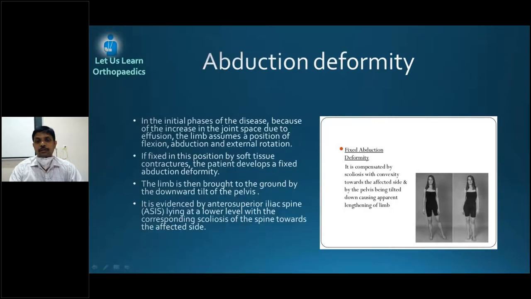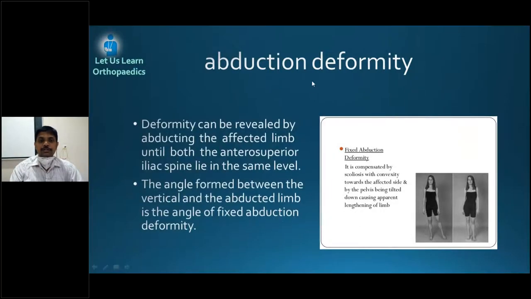So to summarize, in image A, the limb is fixed in abduction. A patient cannot walk with an abducted limb. So wide leg, she cannot walk. So she tries to bring the limb to the midline. In an effort to bring it to the midline, the ASIS of the pelvis will drop down, and the spine will also curve to the same side, with convexity to the same side. So this is how the abduction deformity forms.